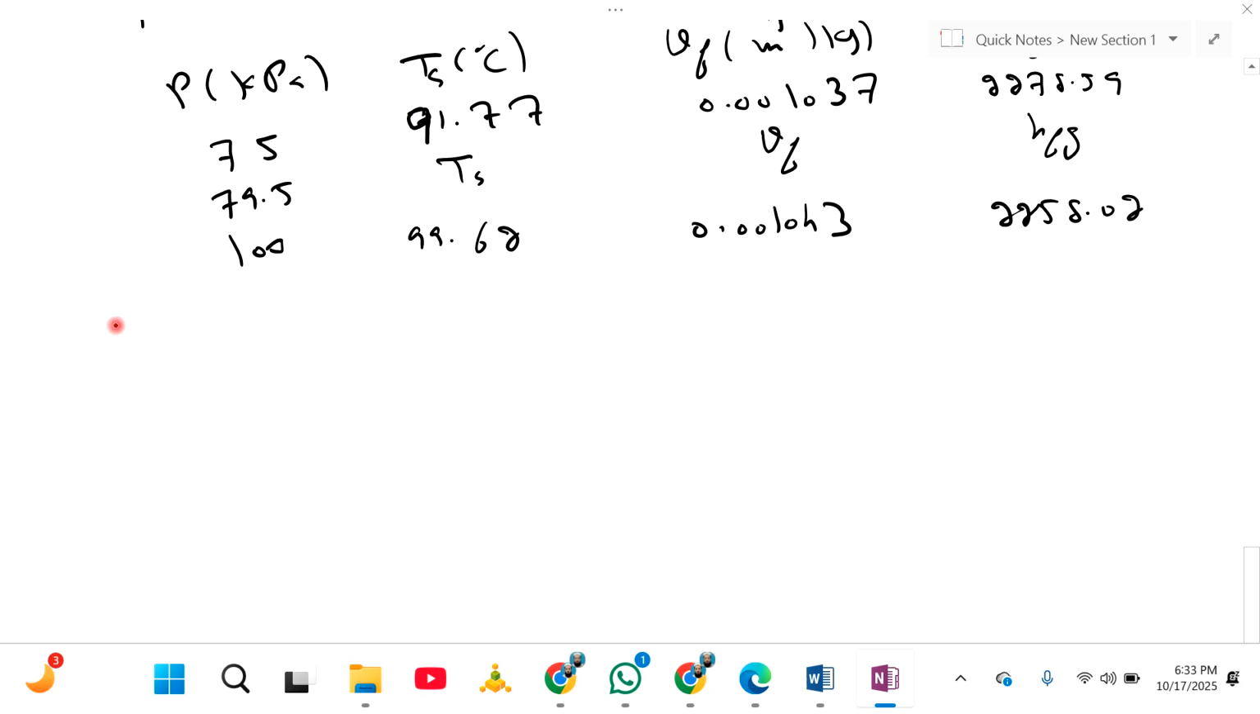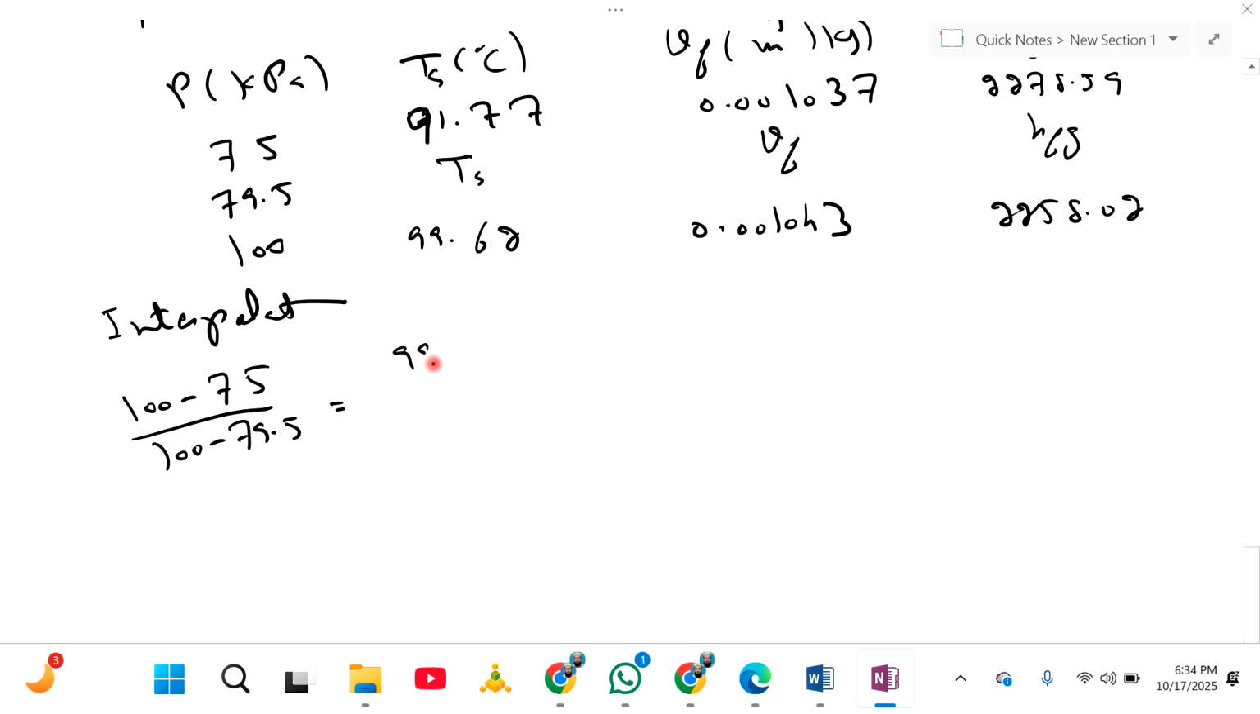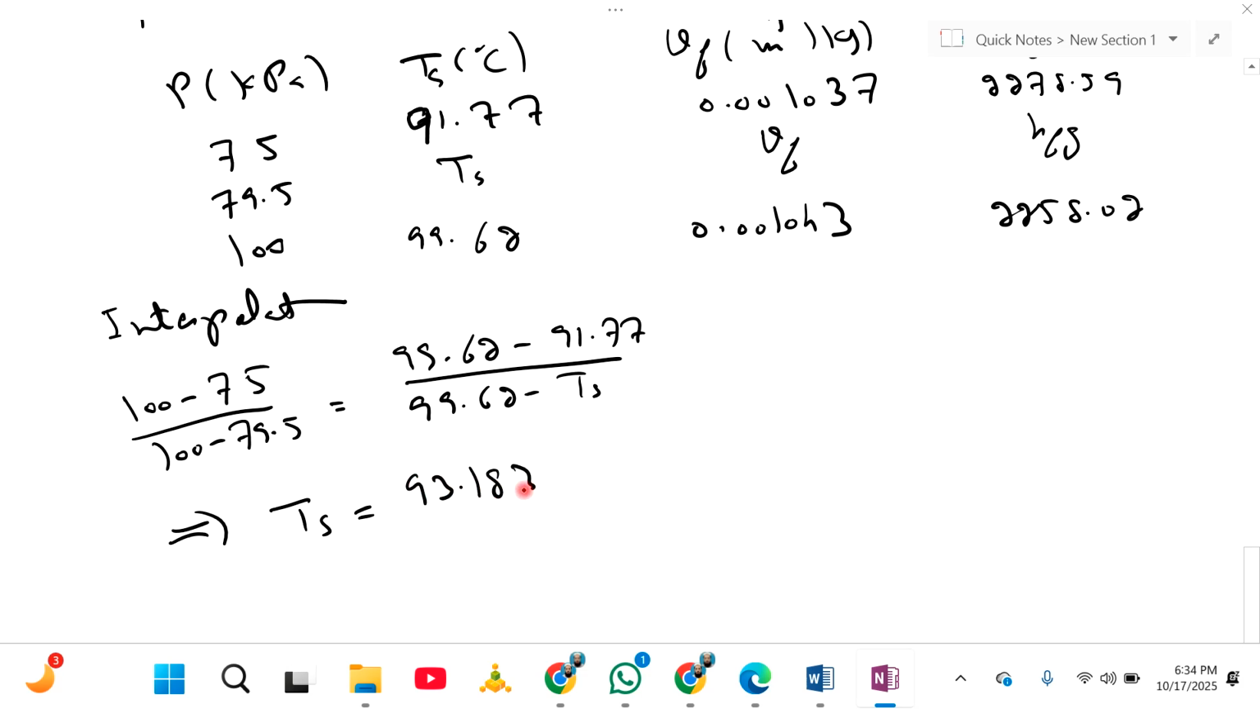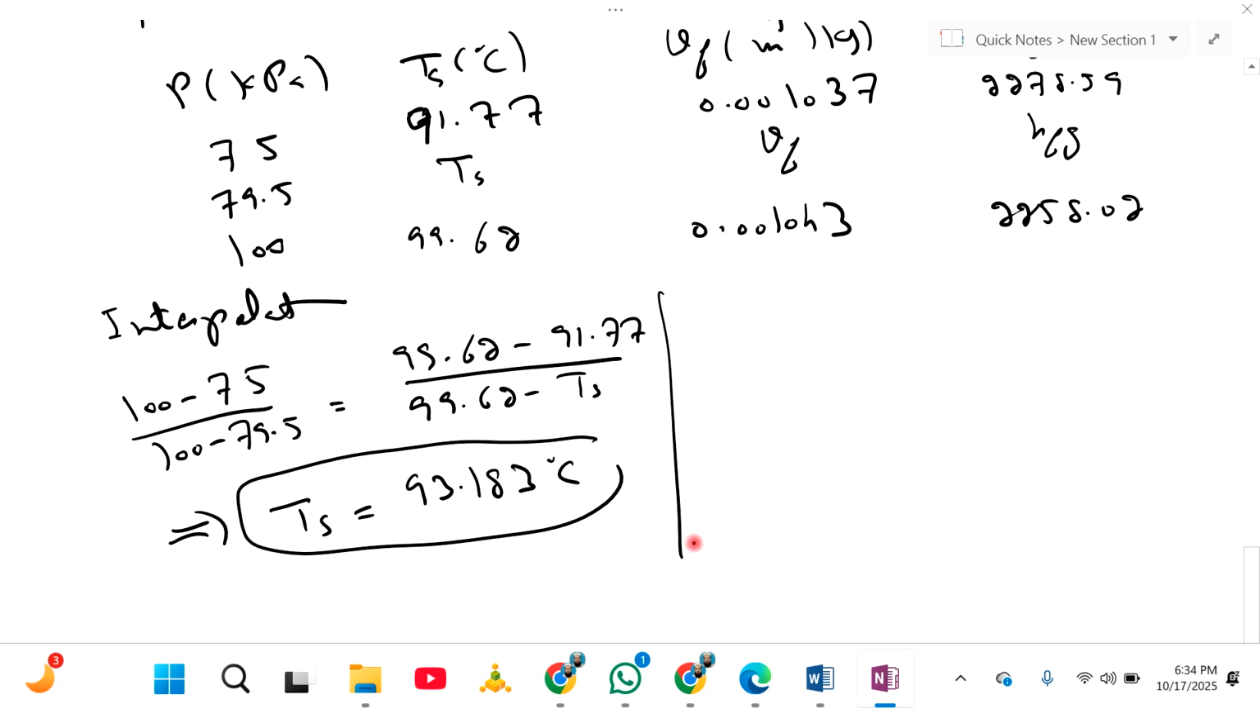First I am doing it for Ts. So interpolation: third minus first divided by third minus second. 100 minus 75 divided by 100 minus 79.5 is equal to third minus first, 99.62 minus 91.77, divided by third value minus second value. So this is simple calculation. Do this and find saturation temperature at 79.5, which is 93.183 degrees centigrade.